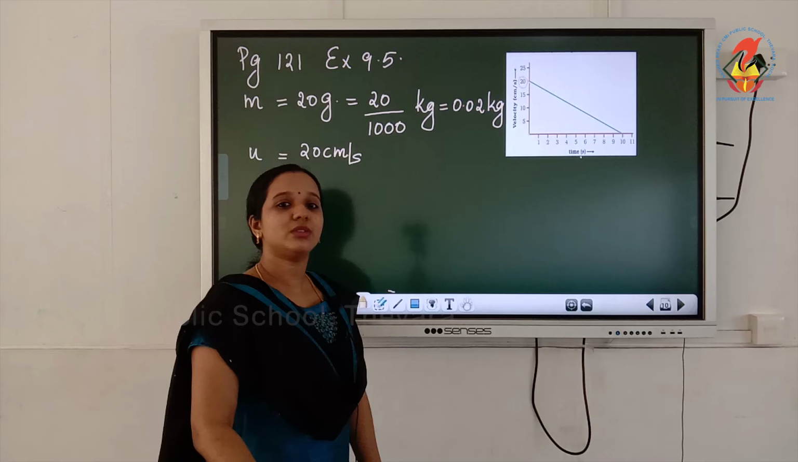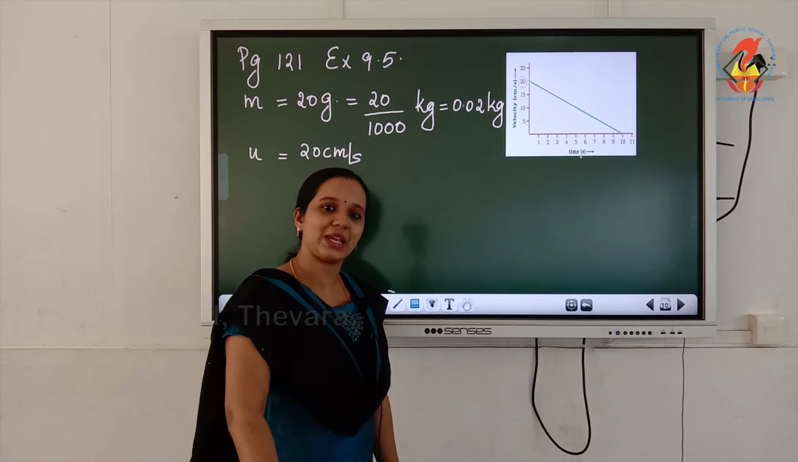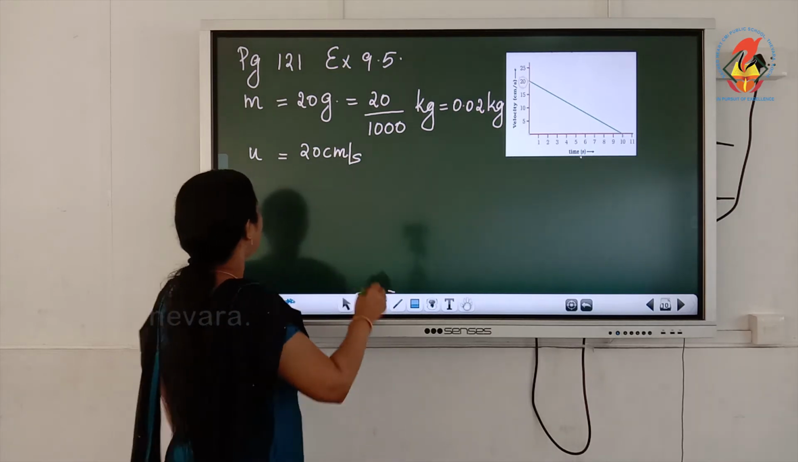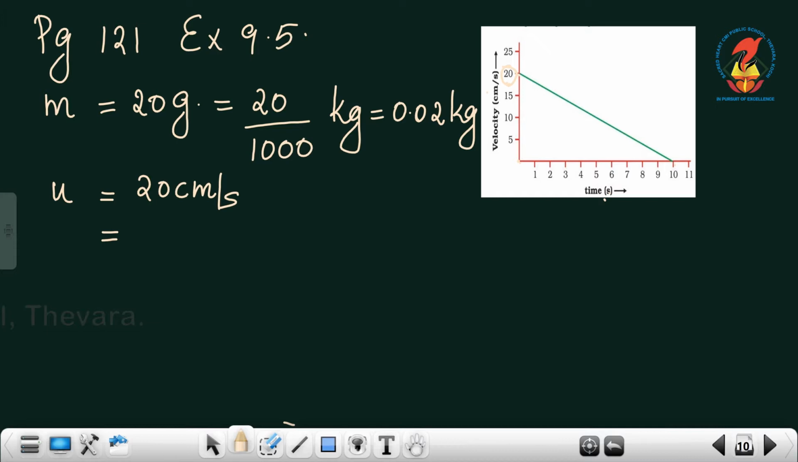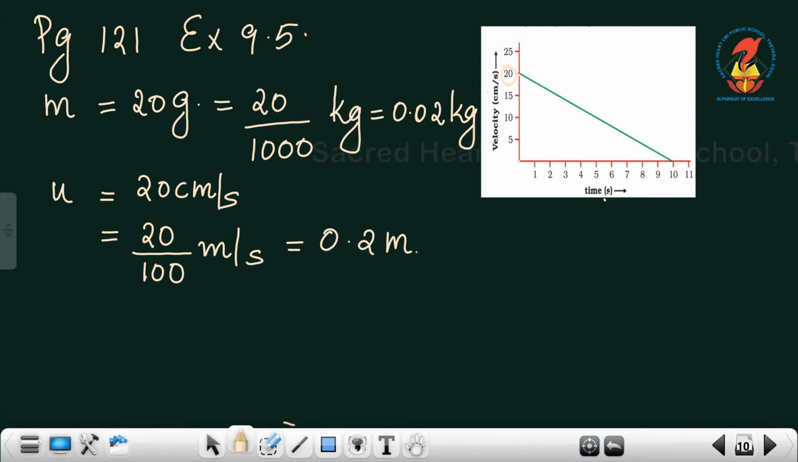Again, we know that the SI unit of velocity is meter per second. So, let us convert the unit centimeter per second into meter per second. For that, divide by 100, and the unit changes from centimeter per second to meter per second. 20 by 100 is 0.2 meter per second. So, we converted the unit centimeter per second to meter per second by dividing it by 100, and the answer is 0.2 meter per second.